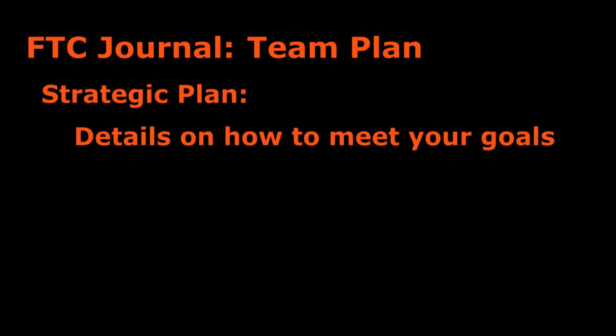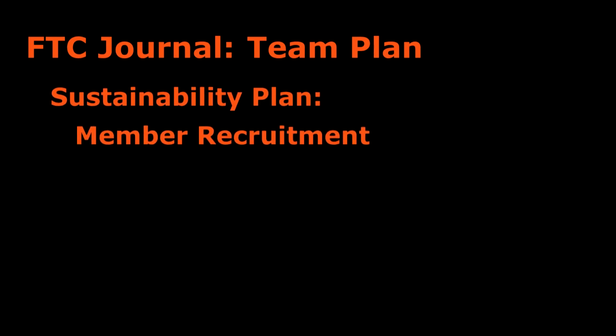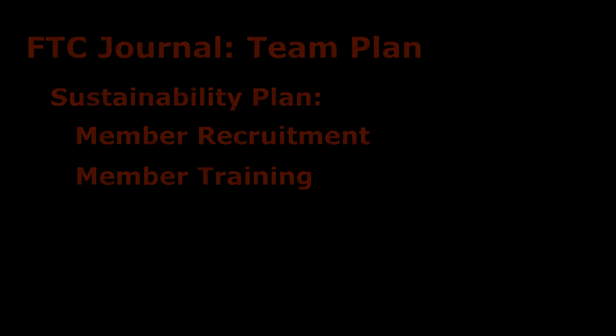Strategic plans show the specifics about how to meet your goals. Sustainability plans show how you plan to recruit new members to keep the team alive as students graduate. This could also include how you plan to train new members and pass the leadership of the team on to new members. In this video, we're going to talk about the business plan and sustainability plan.